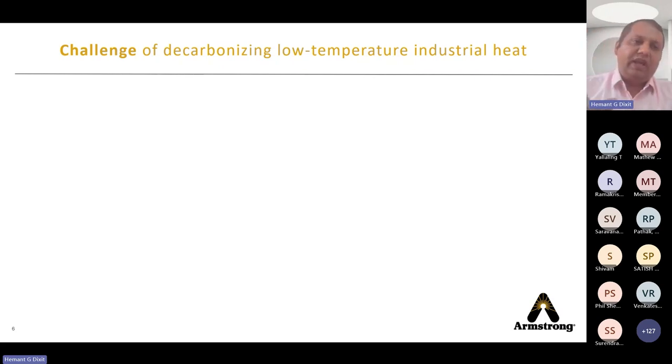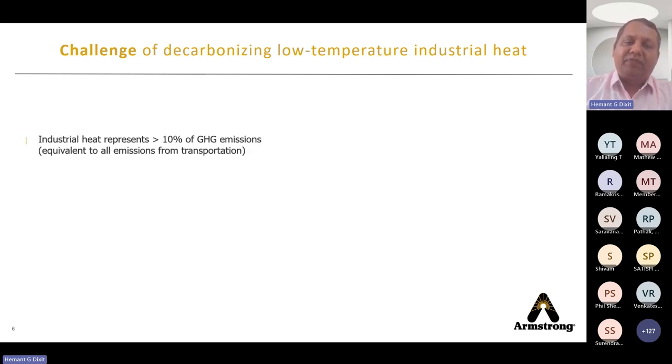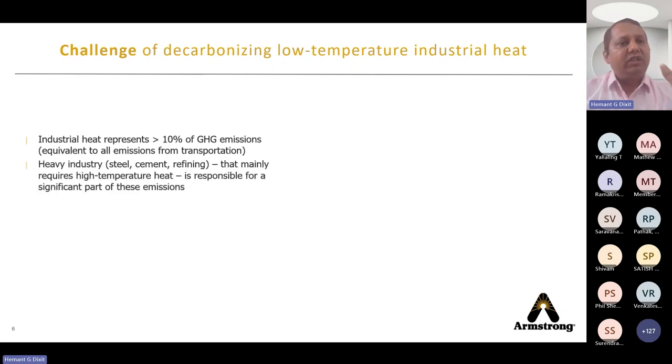So today we are hearing a lot about the challenges of decarbonization in low temperature industrial heat, because of government policies and because of the Fortune 500 companies' decarbonization or net zero initiatives. And why all those things are coming, we need to understand first. As we all know, industrial heat represents more than 10% of greenhouse gas emissions. And out of that, the major part comes from heavy industries like steel, cement, refineries, and all, that mainly require high temperature heat. And in today's topic, we are not going to cover much about that.